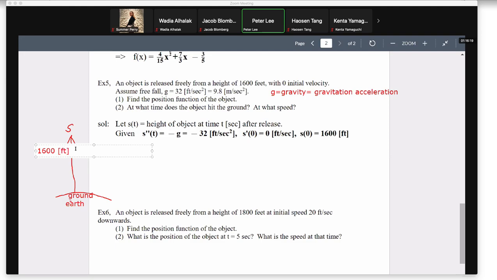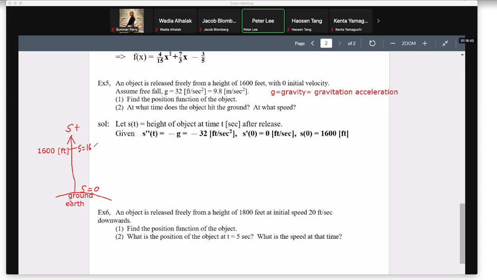So now if we set up the x-axis this way, then that will be the x plus axis. If you set up the x-axis this way, then the ground will be x equals 0, and over here, at the height of 1600 feet, that will be x equal to 1600.